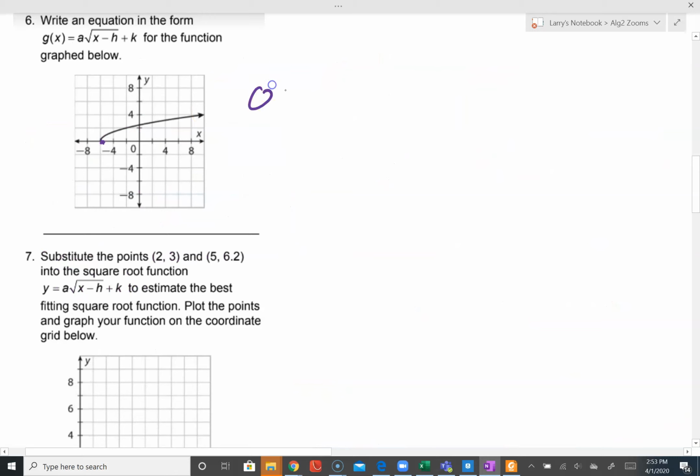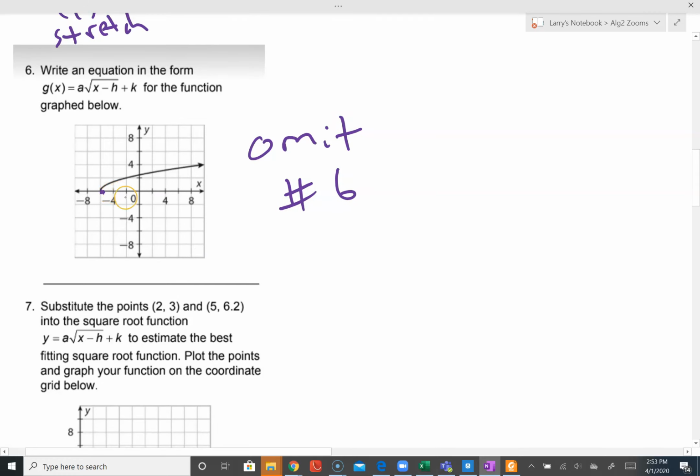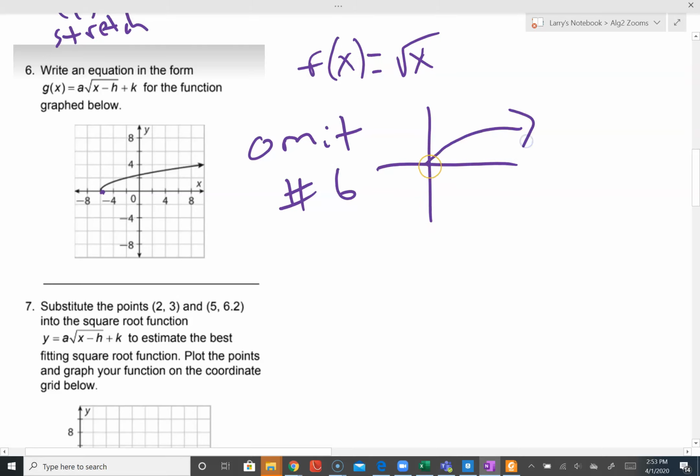Alright, omit number 6. I won't ask you to do one like this on the test. I'll briefly talk about the transformation part of this. The transformation they give us is of the parent f of x is equal to the square root of x. And if we graph that, it looks like this. So what you can see is this starting point here is 0, 0. And here it is -6, 0. So -6, that would be the h.